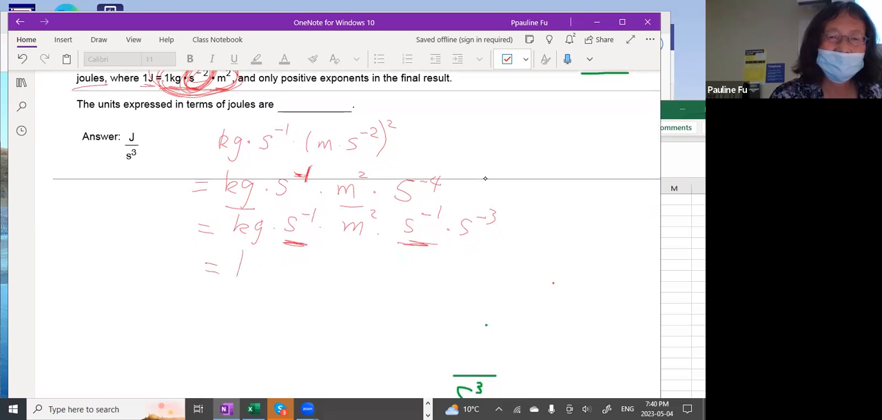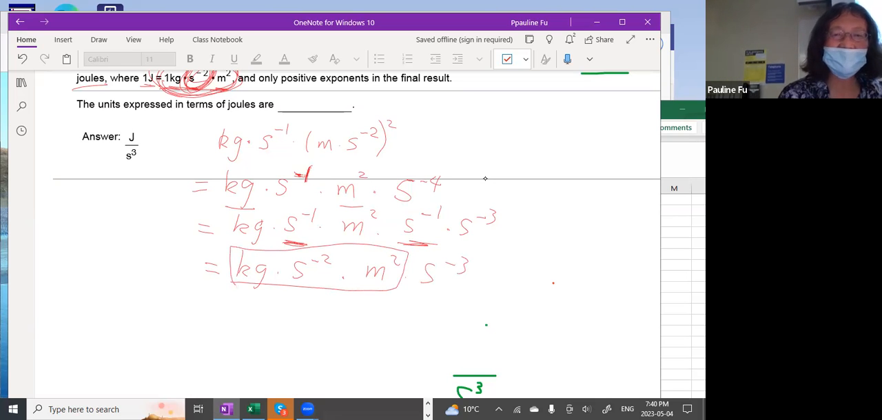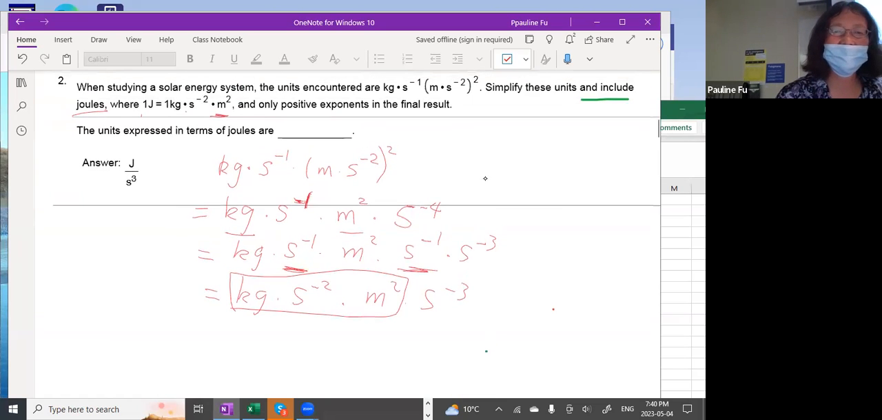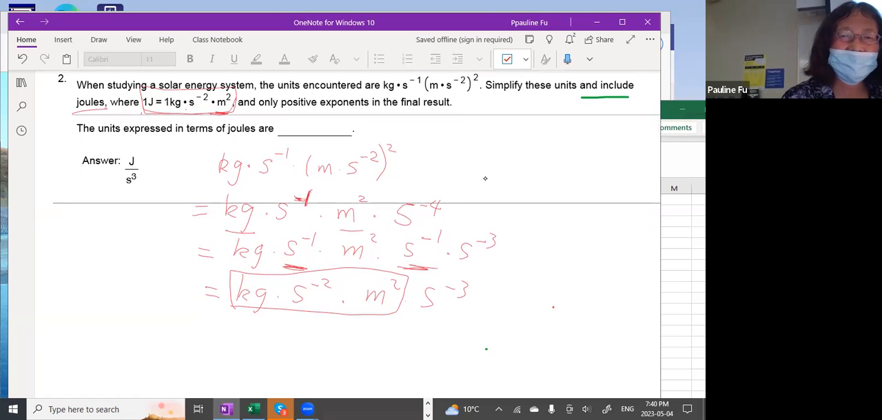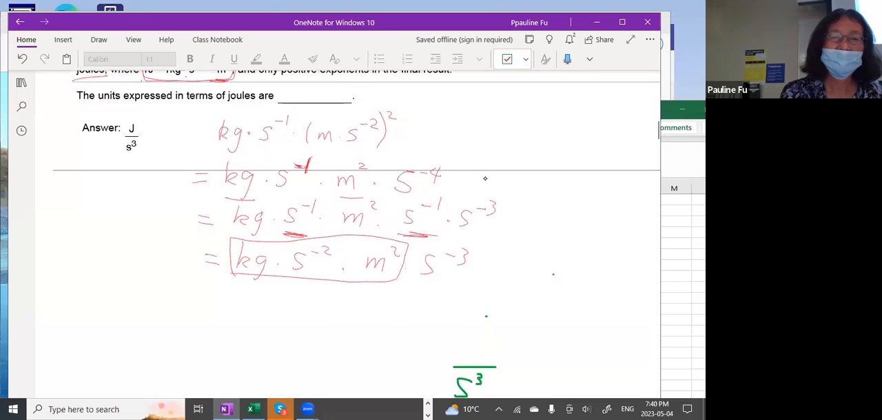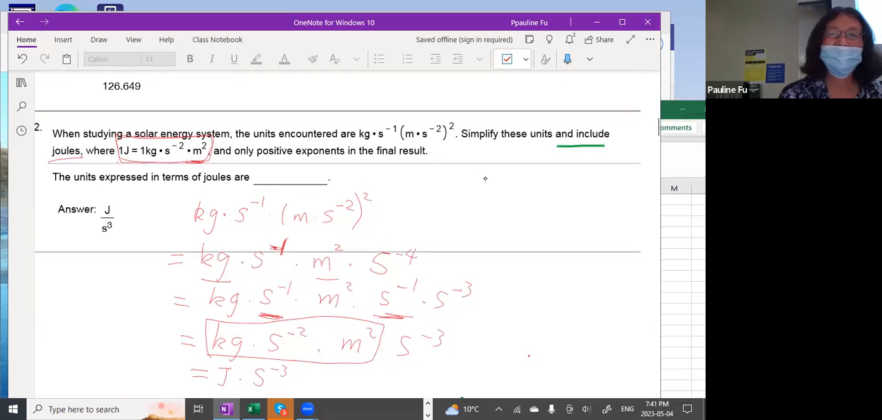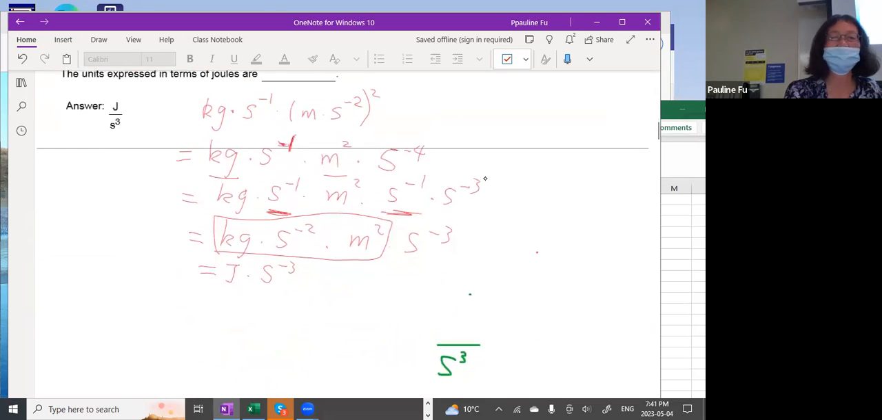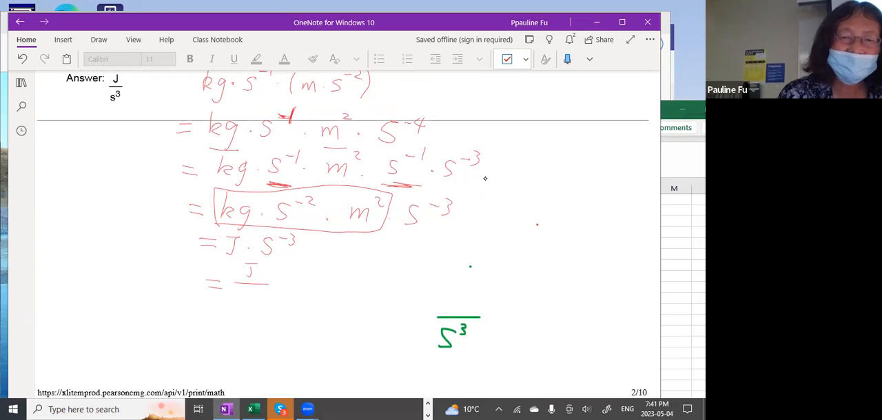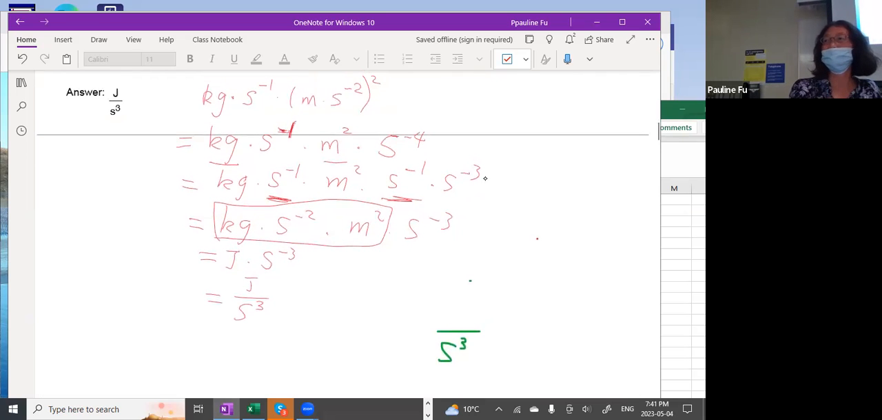Okay. So now I have kg times s raised to power -2, m squared, s raised to power -3. And what is this? This is 1 J. It is said here, 1 J equals this. So I got 1 J, which is the same as J times s raised to power -3. And it is said only positive exponents in the final result. I have negative exponents, so change to positive exponents. So read the requirement carefully. This is the final result: J over s raised to power 3.